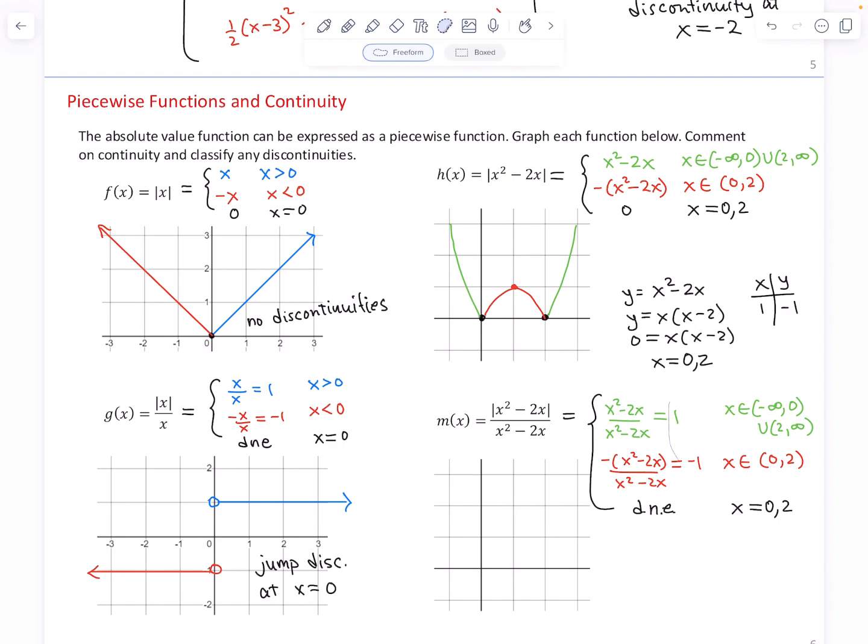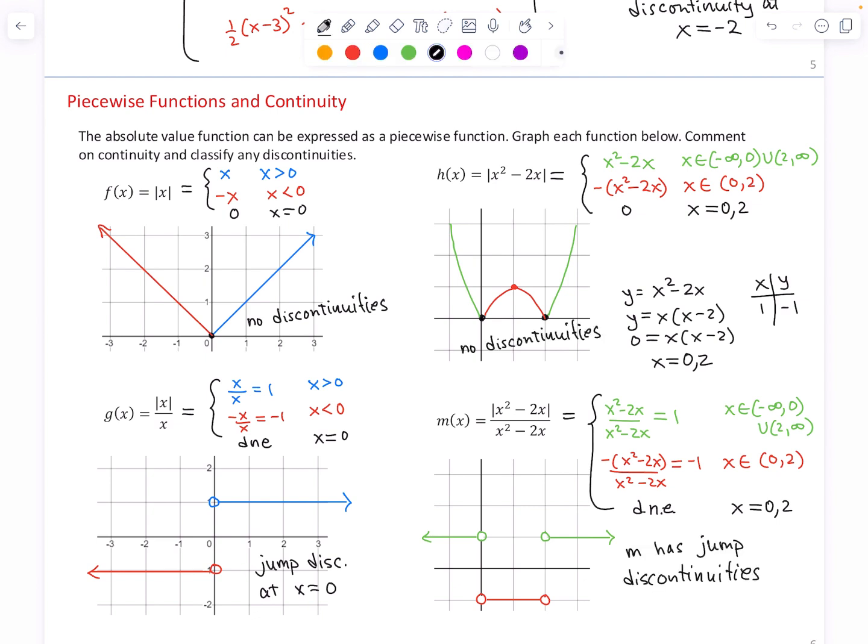And now we simply have to graph y equals 1 and y equals negative 1 for these correct intervals. Here's y equals 1 in its entirety. Now let's crop it with hollow endpoints and keep only the left and right sides. Now we graph y equals negative 1 in its entirety, crop it at 0 and 2, and keep only between these hollow points. Now discussing continuity, h has no discontinuities, but m has jump discontinuities at x equals 0 and at x equals 2. All right, and this concludes our lesson on piecewise functions and continuity.